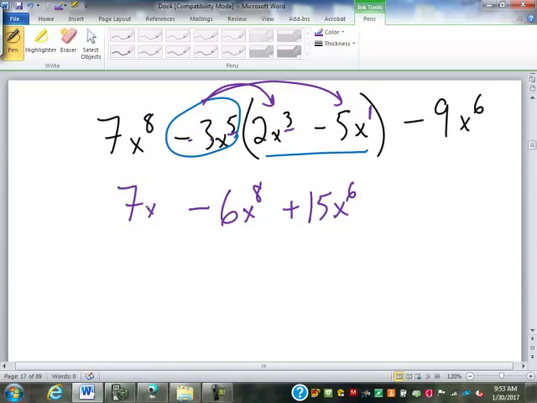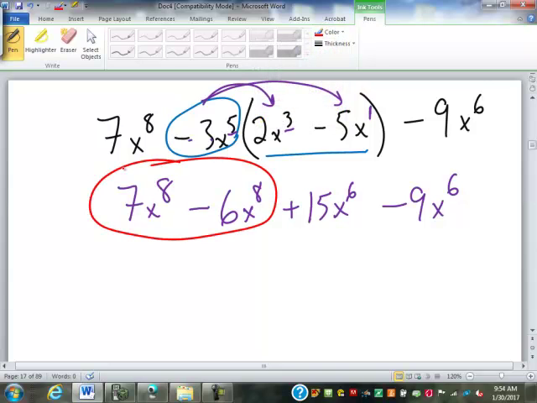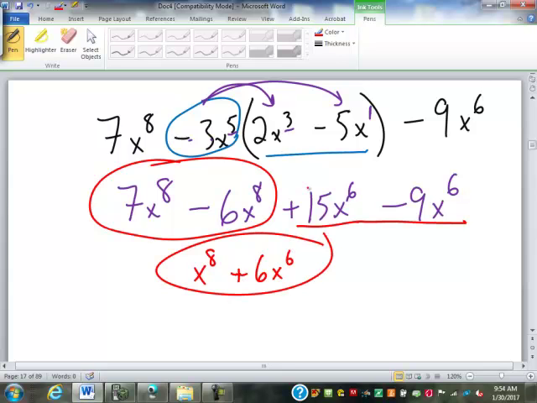Now we still have the 7x to the 8th here. Negative 9x to the 6th here. So we can combine 7x to the 8th and a negative 6x to the 8th make 1, or just x to the 8th. 7 minus 6 is 1x to the 8th, or just x to the 8th. 15x to the 6th minus 9x to the 6th is 6x to the 6th. Very good.